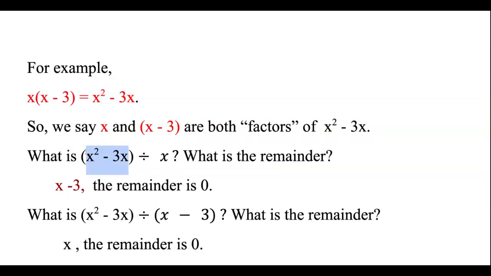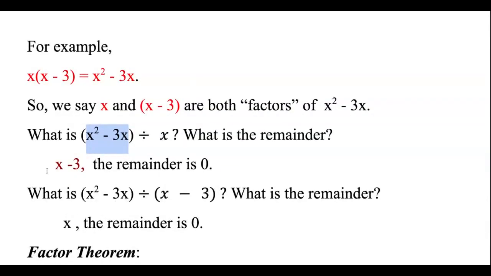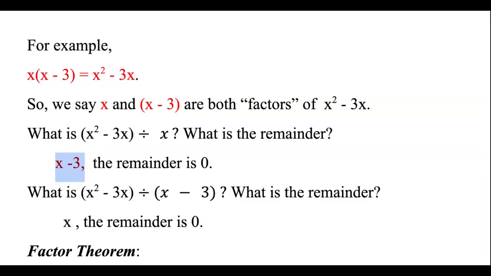So if we think about x squared minus 3x divided by x, what is the remainder? We will have x minus 3 in the quotient. So the remainder is 0.